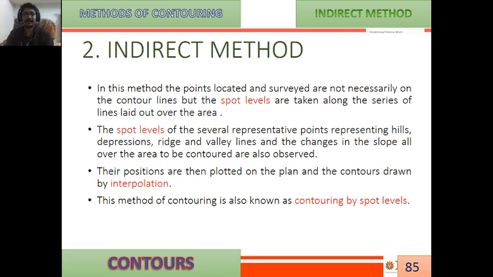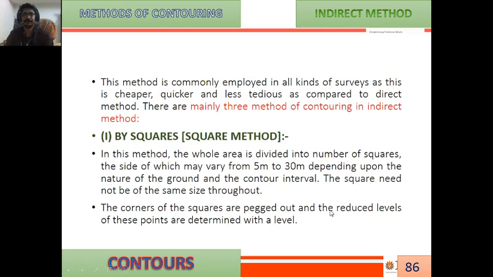Next is the indirect method. In this method, the points located and surveyed are not necessarily on the contour line, but spot levels are taken along a series of lines, right? And the intermediate points can be obtained by doing interpolations. This method of contouring is also known as contouring by spot levels.